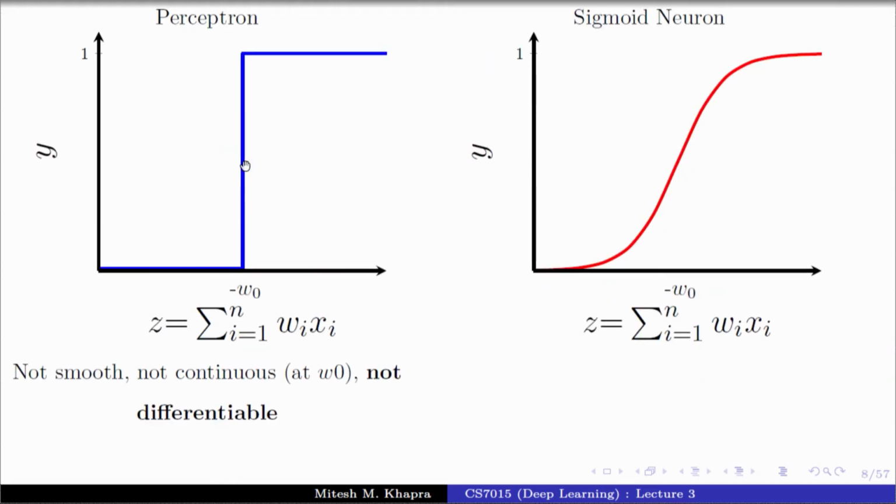Okay, so this is how it looks. The perceptron is not smooth, not continuous at W0, and hence not differentiable. And what about the sigmoid? Is it differentiable, smooth, continuous? Right? Okay. Fine.